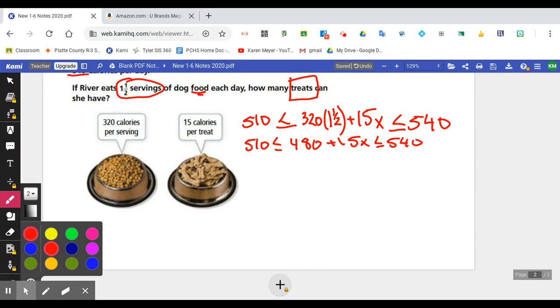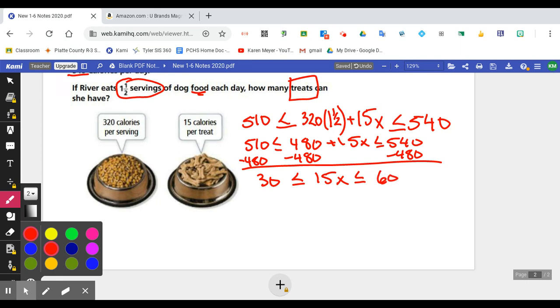Now we want to get rid of the 480 by subtracting it. And remember to subtract it on both ends as well. So you get 30 is less than or equal to 15x, which is less than or equal to 60. Now we're going to get rid of the 15 by dividing it. Make sure you divide all terms. So you come up with 2 is less than or equal to x, which is less than or equal to 4.